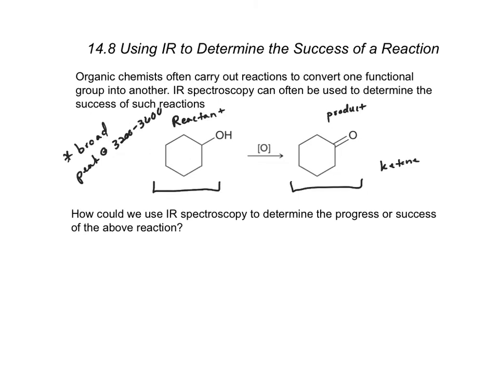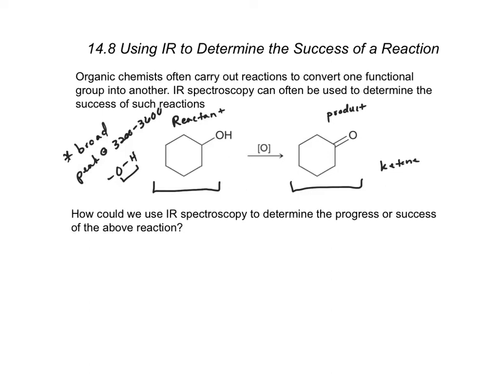So we can take a spectrum of our reactant. We can do the reaction, work it up, purify it, and take a spectrum of the product. What's going to happen comparatively in the product if we look at it via IR spectroscopy? Specifically, in the reactant we had that broad peak. Is that broad peak at 32 to 3,600 going to be present in the IR spectrum of our product if our reaction was successful? Apparently not.